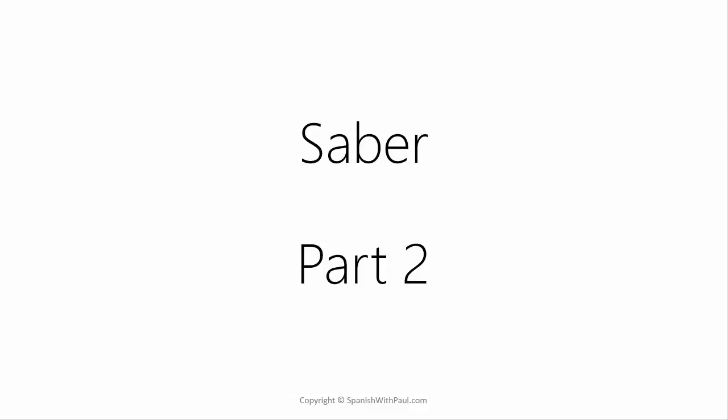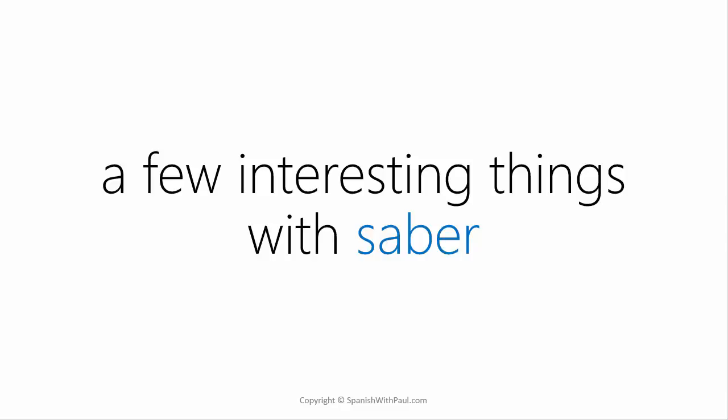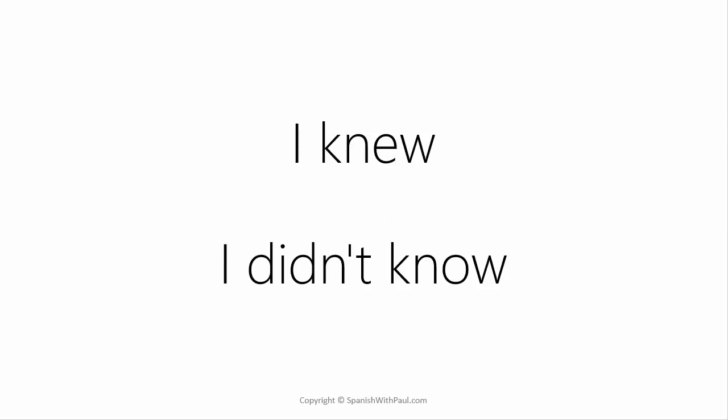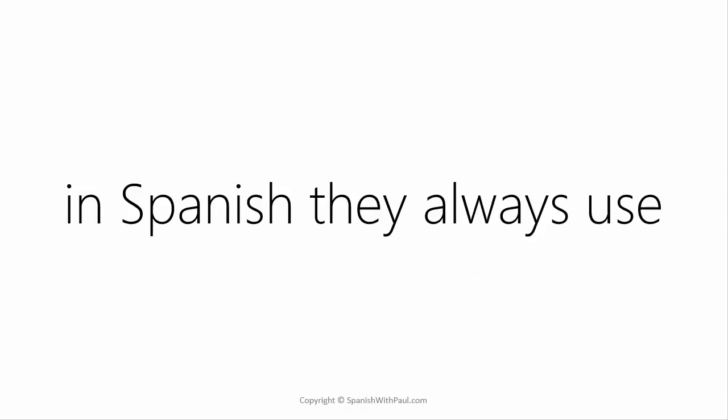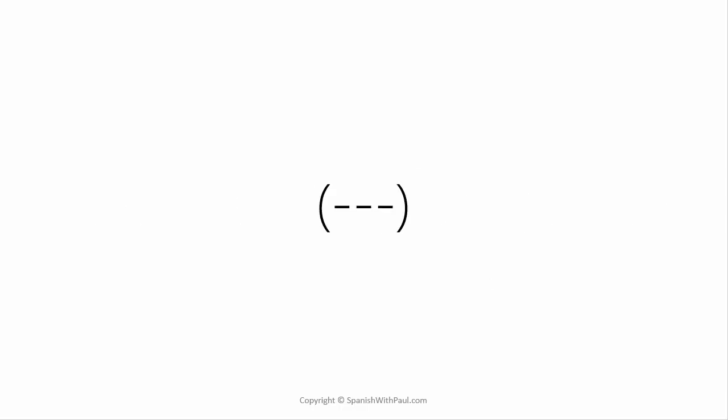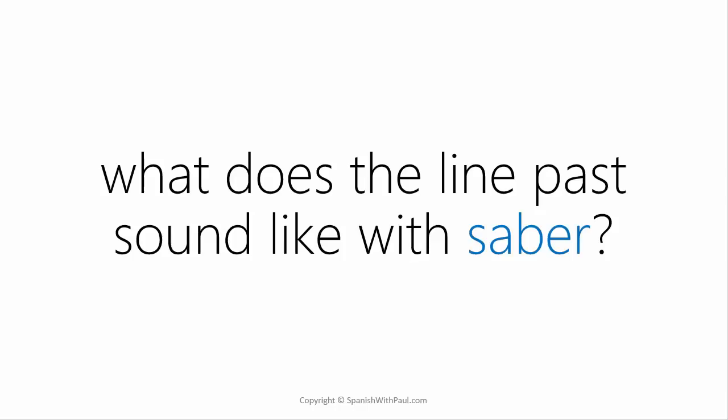Welcome to part 2. Earlier I mentioned that there were a few very interesting things with this verb saber, and in this video we're going to cover one of those. Whenever you want to express I knew or I didn't know, in other words, now you're talking about the past, in Spanish they always use a line past with saber to express that. So the question is, what does a line past sound like with saber?